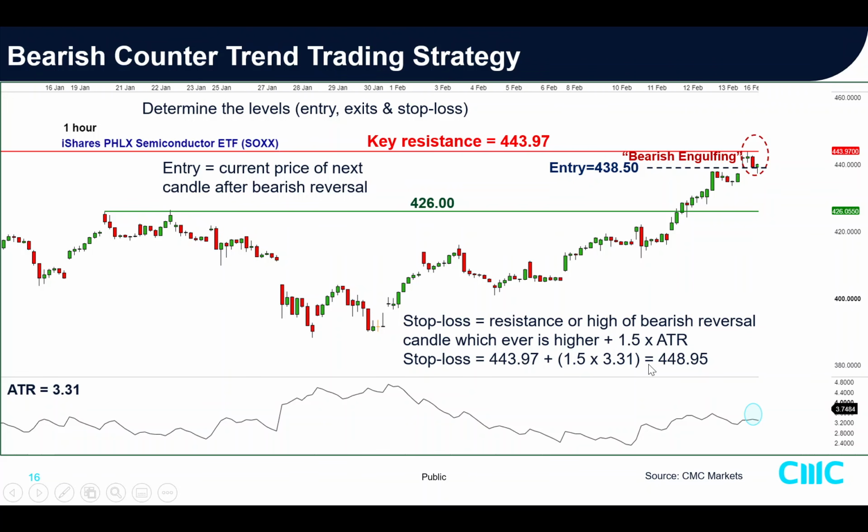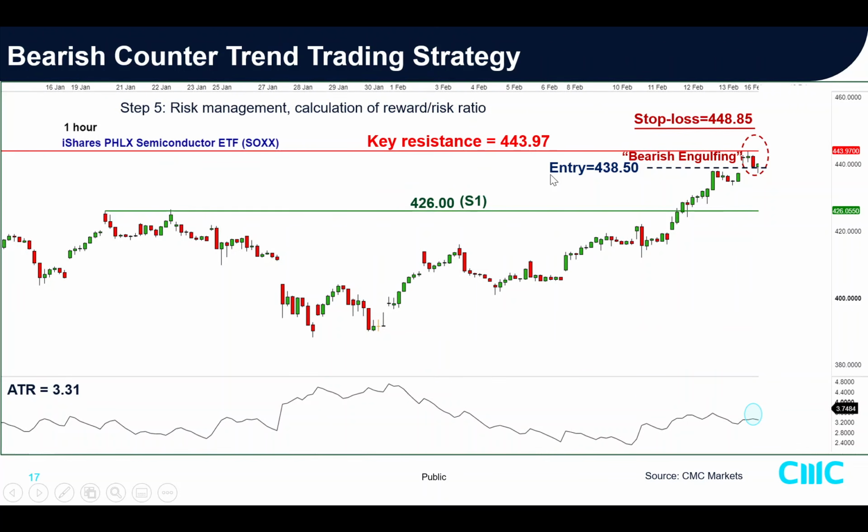All right. So my stop loss will be whichever is higher. The high of the bearish candlestick is similar to the key resistance, so no change. If the high of this candlestick is higher, I'll take the high of the bearish candlestick pattern. So it will be at 443.97 plus 1.5 times 3.31 equals 448.95. So that will be my stop loss in this short-term bearish counter trend trade. All right, so my exit will be S1.